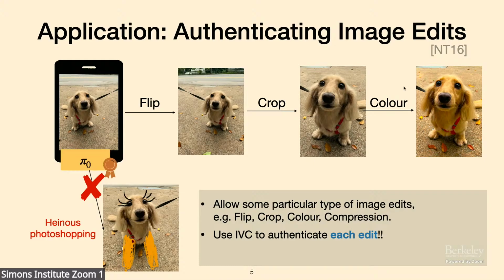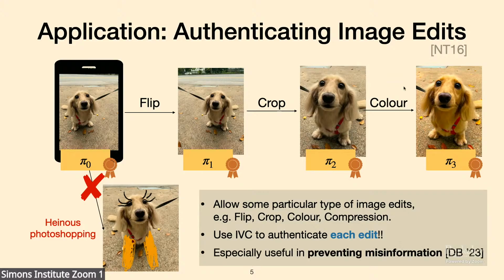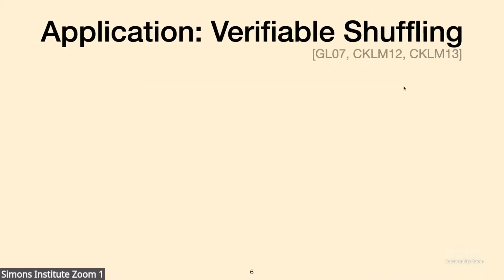So for example, this guy can authenticate that all he did was flip a picture, crop a picture, color a picture, and so on. And this is especially useful when you're trying to prevent misinformation. So for example, you might want to use this if you're trying to use a picture to say something in the news, for example. Another example that I want to bring up is verifiable shuffling.